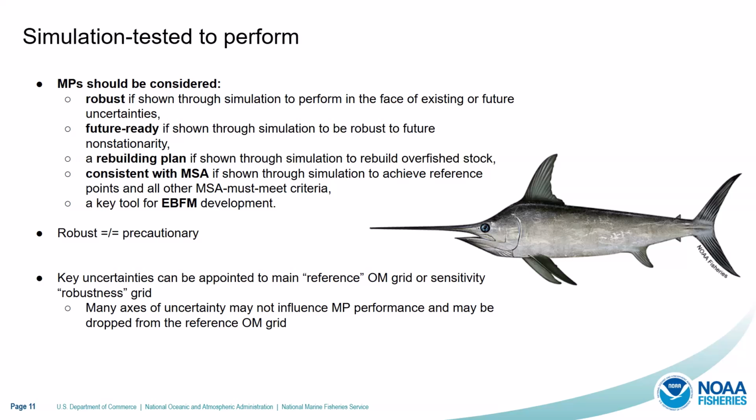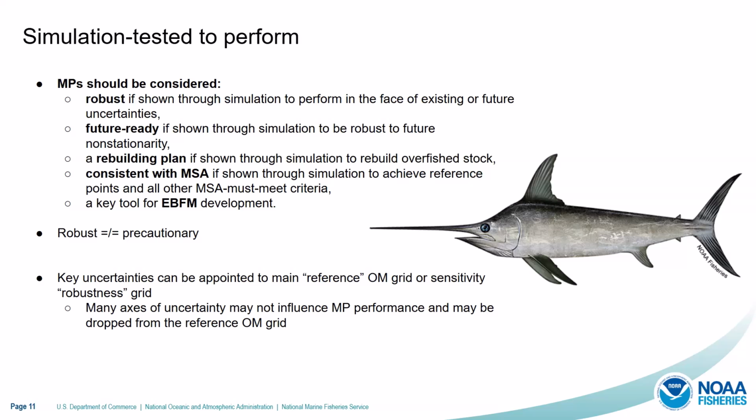And this is just sensitivity testing the management procedure. Additionally, many axes of uncertainty don't necessarily change management performance. Maybe they're important to characterize the dynamics of the fishery, but they don't actually change the way we would manage. And when that's the case, those uncertainties can actually be dropped from the reference operating model grid.